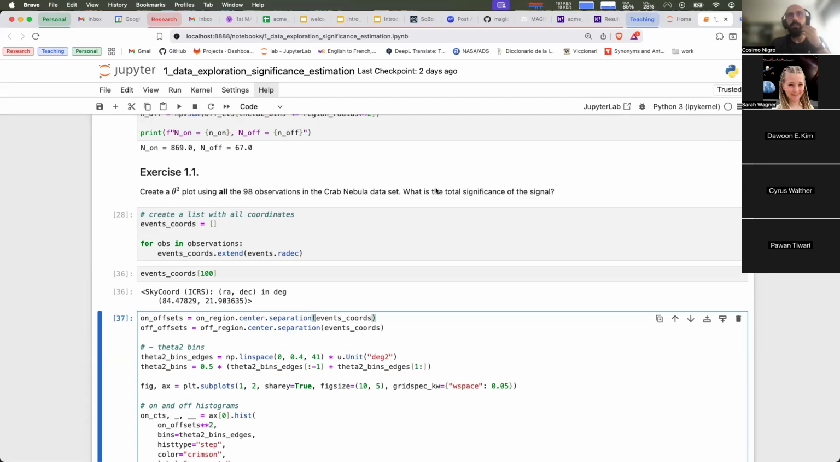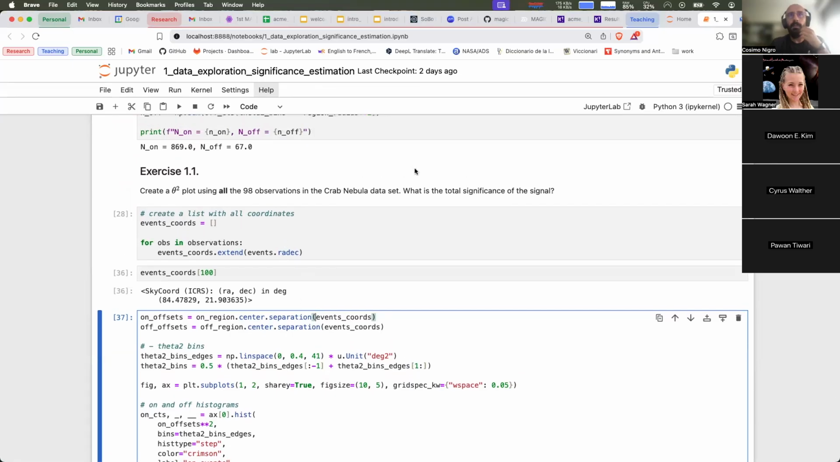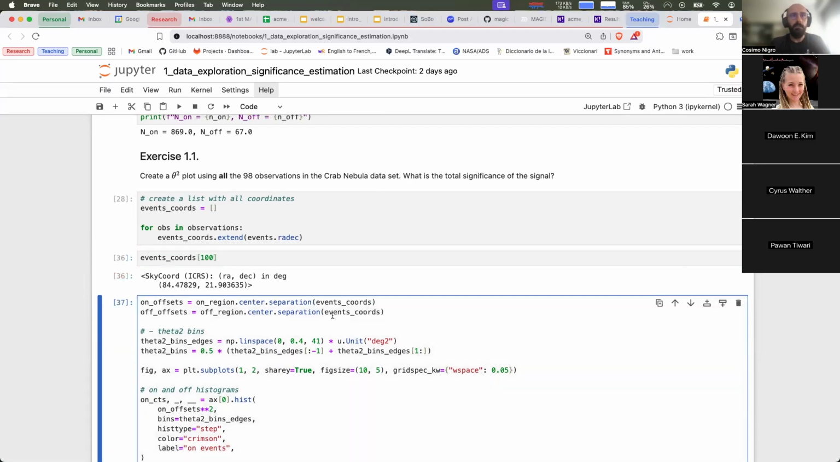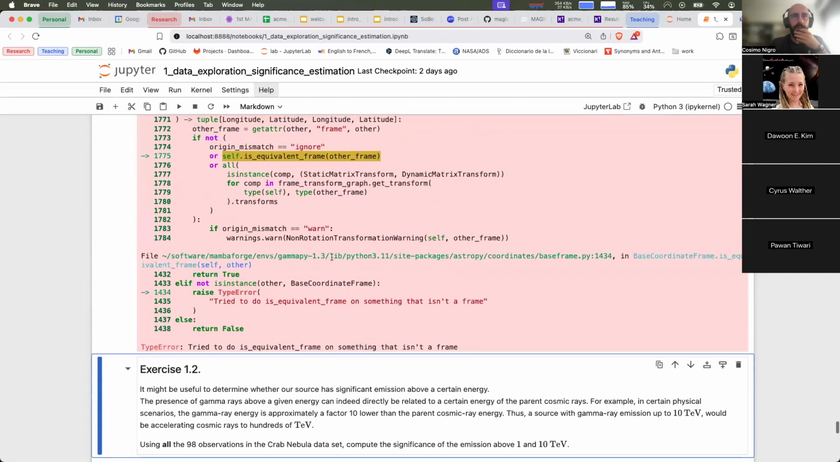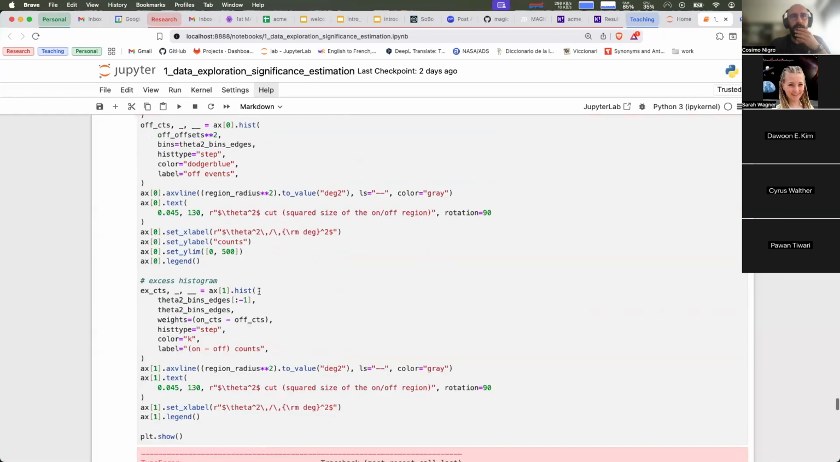Anyone wants to show their solution? I was trying, maybe that's the smartest way to go, to let it stack the events. I made a giant list, but then when I try to compute a separation, it complains. It tries to do an equivalent in frame, something that isn't a frame.